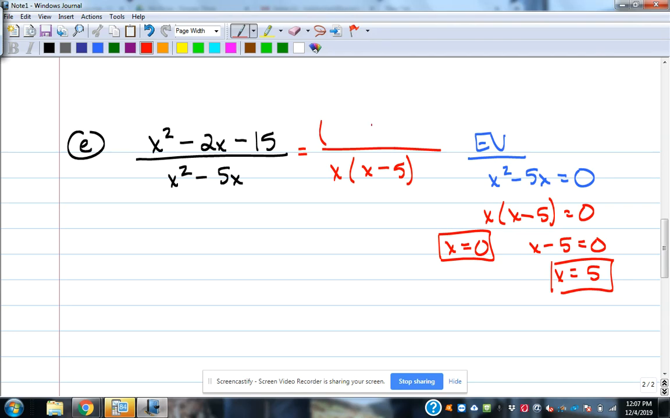All I got to do is go back and factor the numerator. It's a trinomial, so I know I'm going to do that x method thing. And multiply to be negative 15 and add to be negative 2. Be x minus 5 and x plus 3. Right? And then what factor cancels out? The x minus 5. X plus 3 over x. That's it.